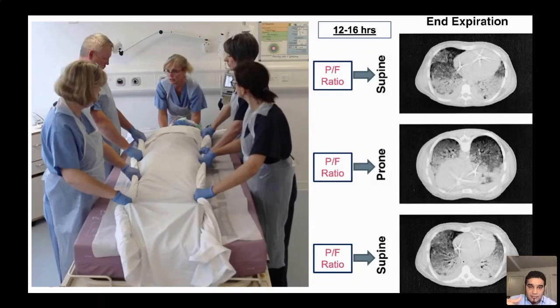Okay, so with these patients, before you put them from supine to prone position, you calculate their PF ratio, the P to F ratio. Then when you put them immediately prone, you calculate the P to F ratio again, and you're really going to see a really good improvement in their oxygenation.